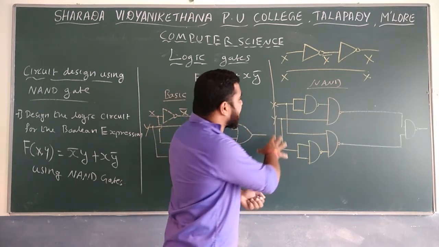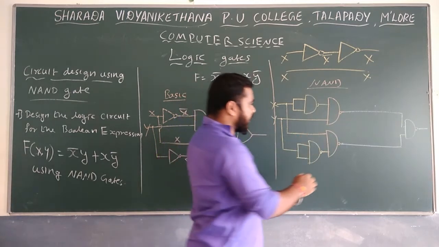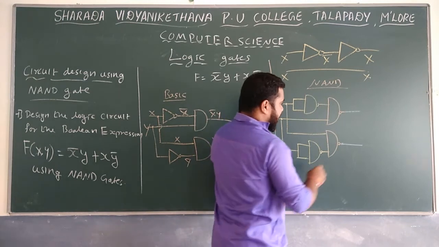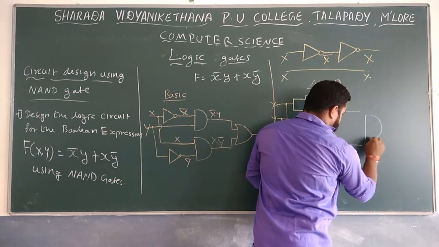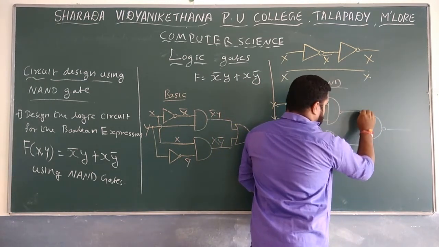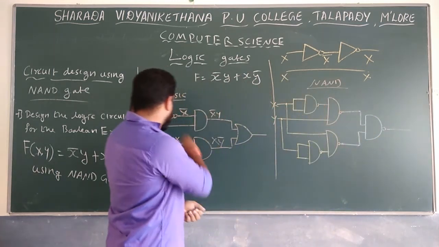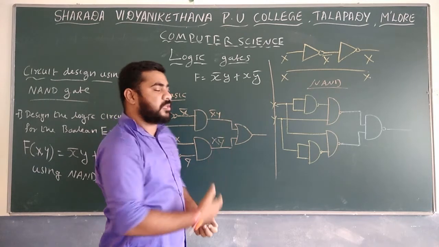So the final diagram for today will be this much. The final diagram is different, right? I will reduce the total length of the diagram, so I can write the diagram like this. The final circuit you can write like this. So here 1, 2, 3, 4, 5. Here also 5 gates.